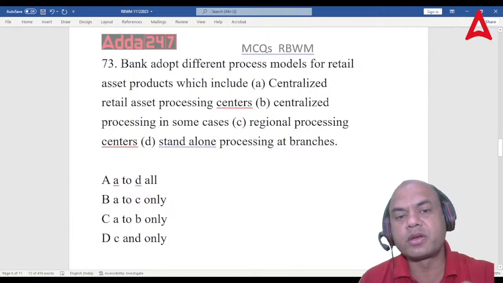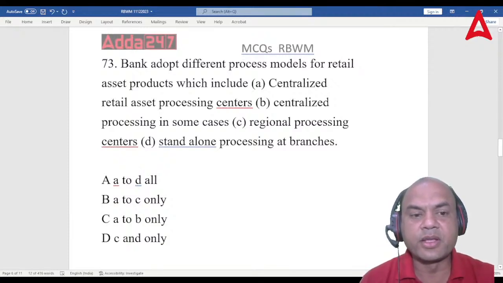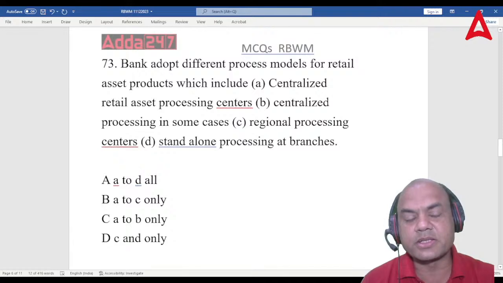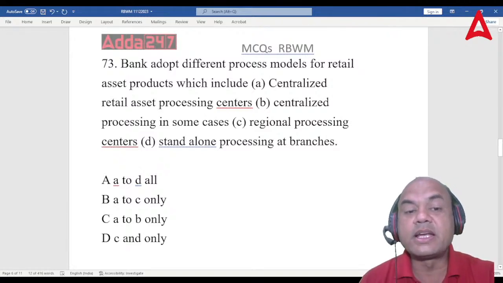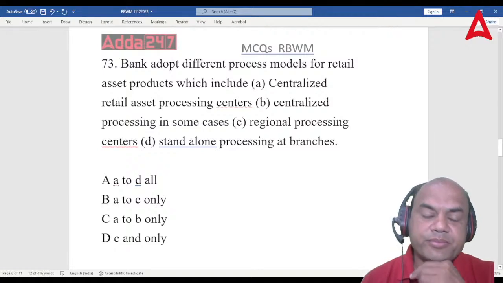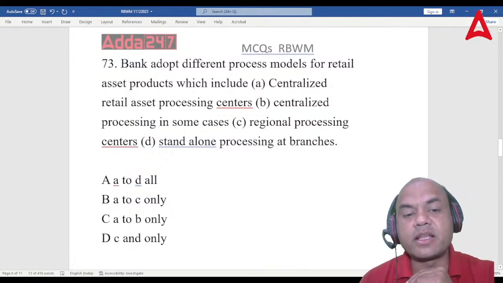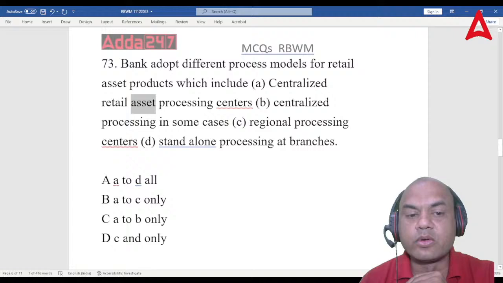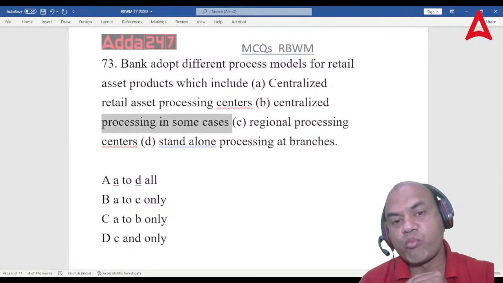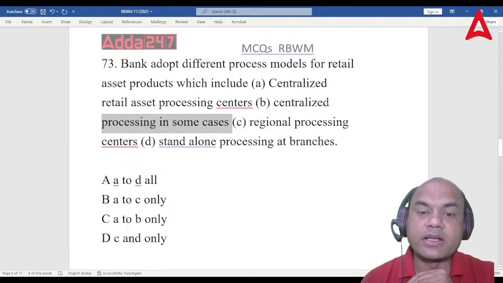Banks adopt different process models for retail asset products, which include centralized retail asset processing centers, centralized processing in some cases, regional processing centers, and standalone processing at branches. Now you'll see the difference between A and B. In A we are only focusing on assets, loans, but in B we are focusing on loans as well as deposits, assets and liabilities both.